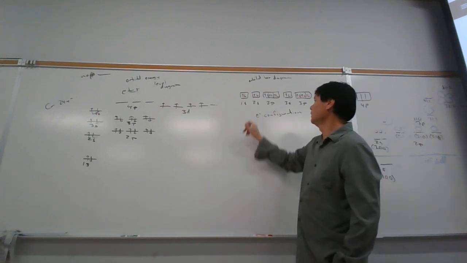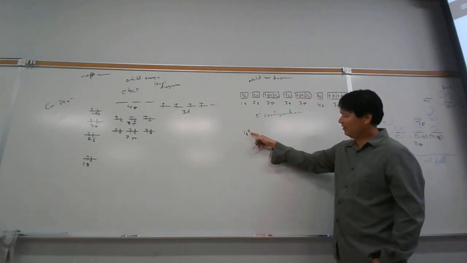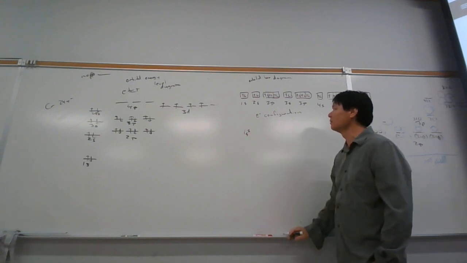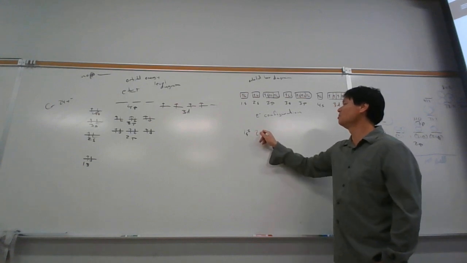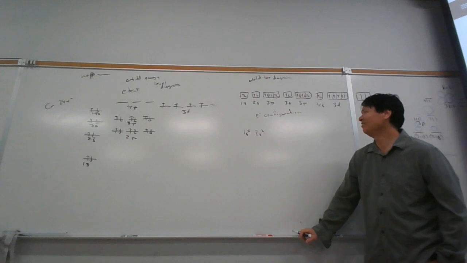And so here we do 1s2. The superscript 2 represents not squaring the s orbital. It represents that we have a 1s orbital with 2 electrons in there. And then we have a 2s2. And then we label these.